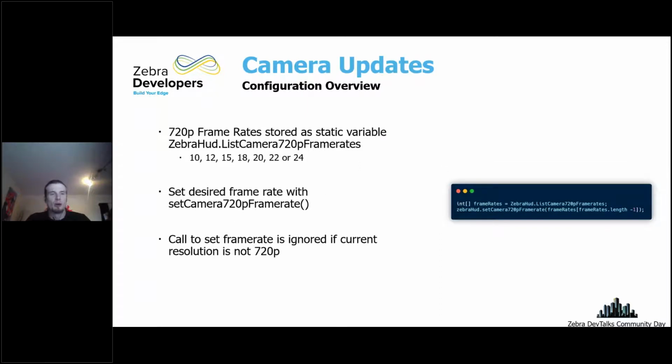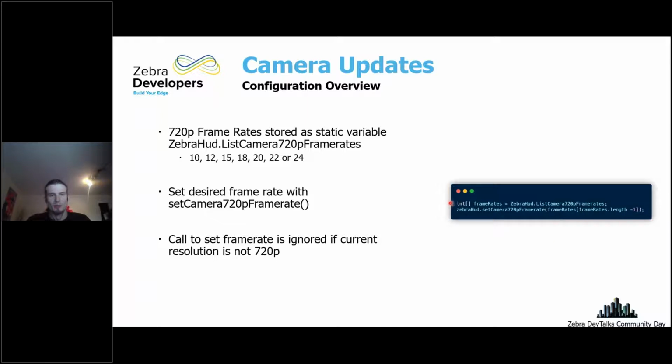In terms of configuring the frame rate, given that the frame rate is only configurable for 720p, as I mentioned, these are stored as a static variable called zebrahud.listCamera720pFrameRates. So it's essentially an array of integers, and I can just tell you that the integers contained within that array are these values down here. So you could just hard code this if you preferred, and then you can just call set camera 720p frame rate and pass in the relevant frame rate that you would like.